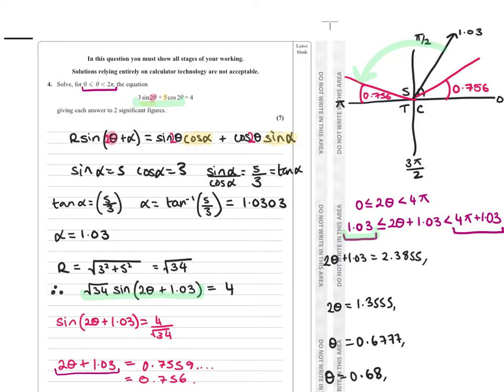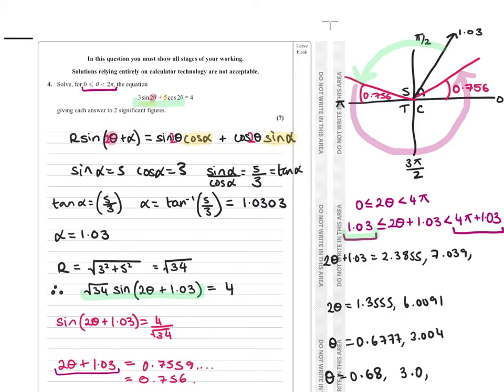Okay, and again, because we want to be as exact as possible, I'm going to do each one that way. For my second solution, I'm now here and I keep going all the way round. We've reached 2 pi, so we're going to do 2 pi plus 0.756, which is going to give me 7.039. Again, if I minus 1.03, I'm then going to get 6.0091. Divide that by 2. I'm going to get 3.004, which to two significant figures is going to be 3.0.